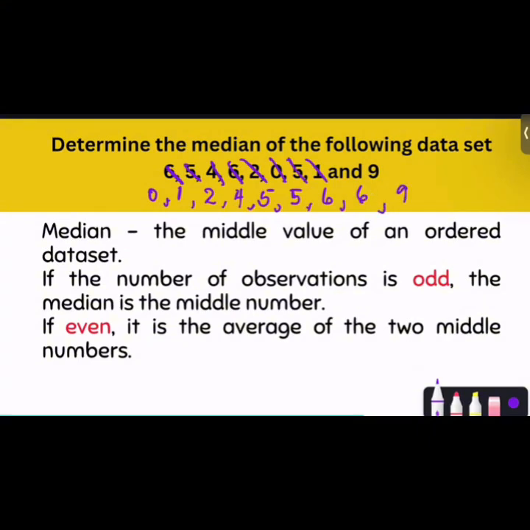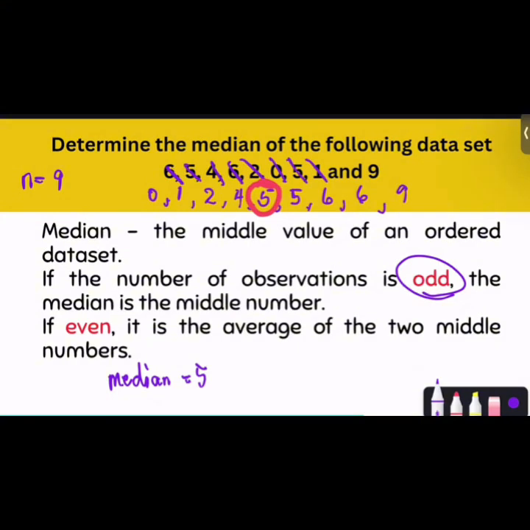Now, let's identify the number of observations or our N. We have 1, 2, 3, 4, 5, 6, 7, 8, 9. So, meron tayong 9 observations. Ibig sabihin, this is odd. Kung odd po siya, then our median is the middle number. Yung nasa gitna po nating number is yung ating 5. So, our median is 5. No need to solve kapag odd, kasi kung ano lang yung nasa gitna, yun lang po yung ating median.